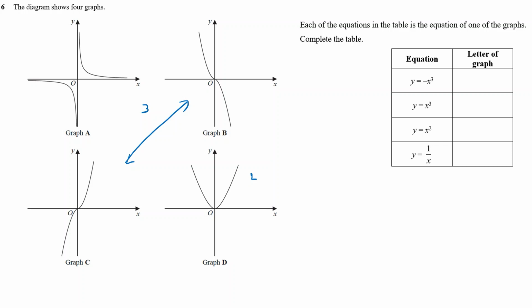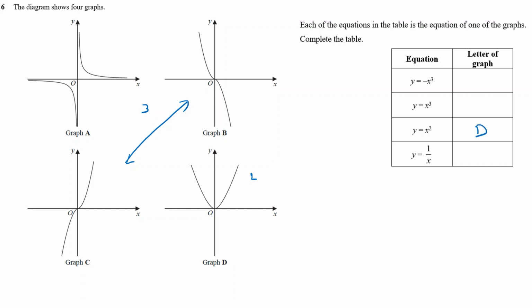So the easiest one to identify is graph D, y equals x squared. Square numbers are always positive, so this is getting more and more positive to go up. And a negative number squared is also positive, so this one has to link here. D has to be the squared graph.